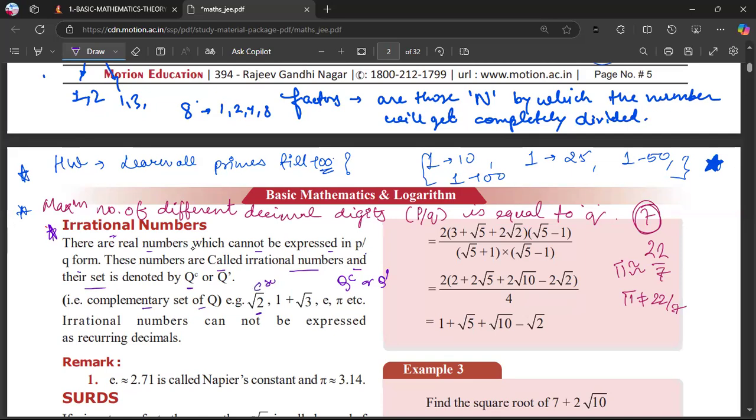Square root of 2 is a surd; we are going to discuss what surds are. Square root of 2, and even mixed surds, which are additions to any irrational number, will also make the whole number irrational. And e, which is Napier's constant, is approximately 2.71. It is not equal to 2.7. Pi is also approximately 3.14, and pi is not equal to 3.14; there are also other decimals.